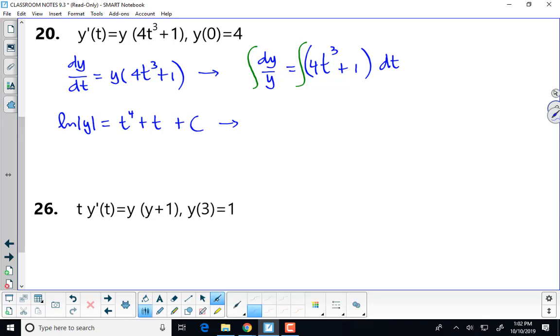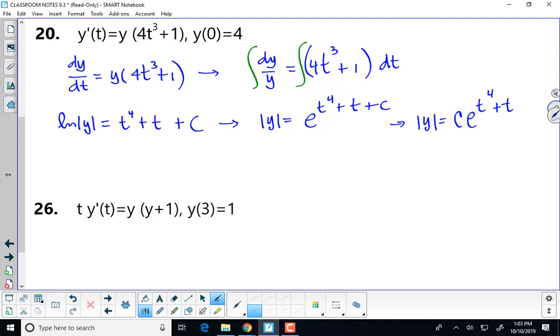So we're going to exponentiate both sides. And when we exponentiate both sides, we end up with that. And here is the subtle step. Prepare yourself for the subtle step. There is the subtle step. Because why? Because you're multiplying it by e to the c, which is just an arbitrary constant.